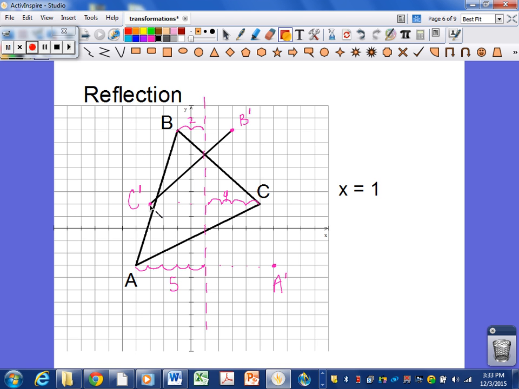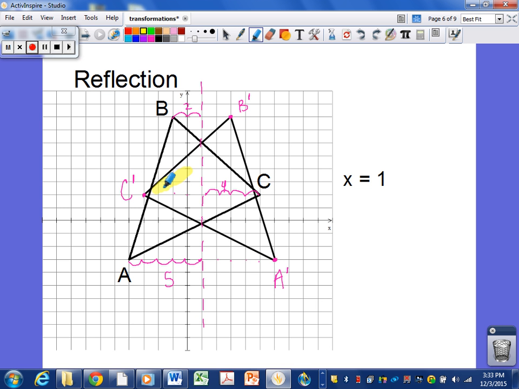Okay? So not everything happens across the x or y axis. Just be aware that your line of reflection is different than your axes. So always sketch in your line of reflection and then count perpendicularly, vertically or horizontally, as the case may be, so you can see how far you need to go on the other side of that line. So here is the image, A prime, B prime, C prime of triangle ABC.